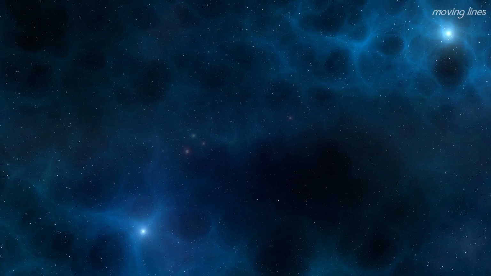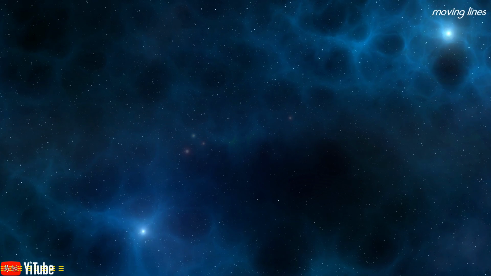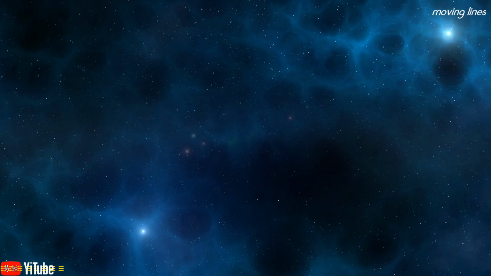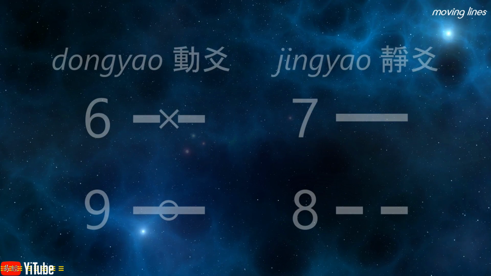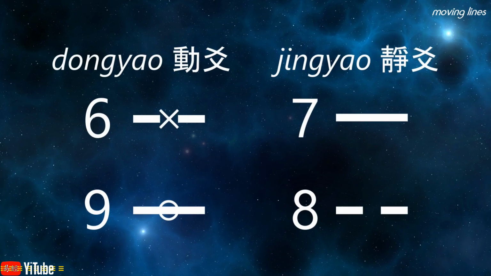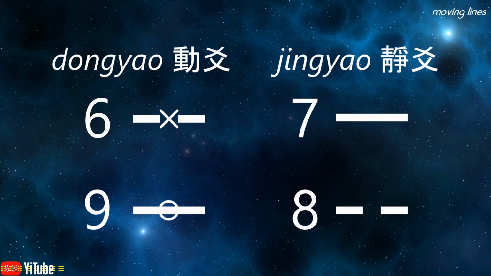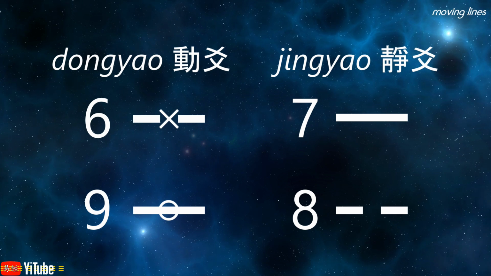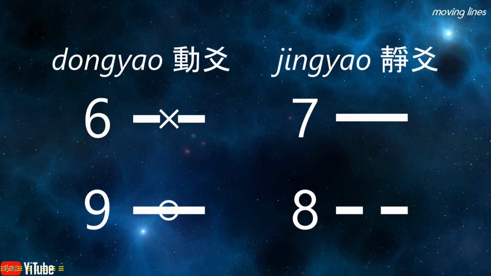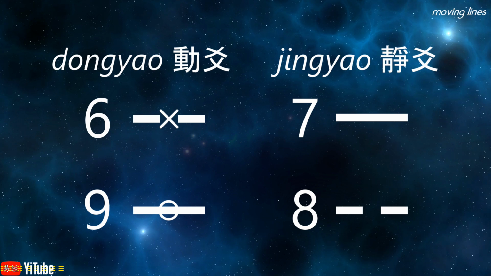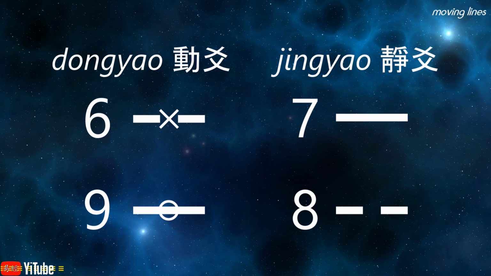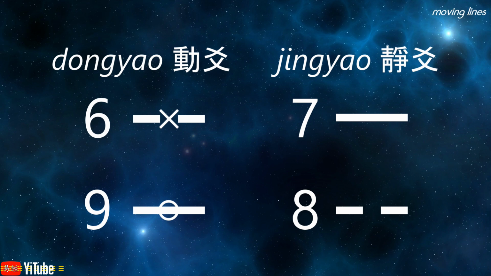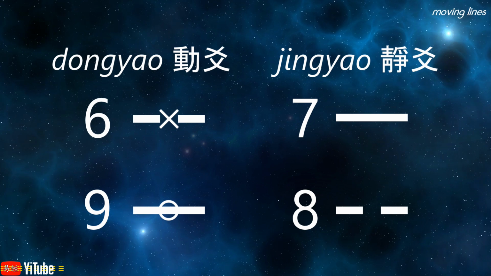When you consult the I Ching, you will often have so-called moving lines in your hexagram. With the results of the coin or yarrow stalk method, the numbers 6 and 9 point to Dongyao, moving lines. Lines that change to their opposite to make a new hexagram. 7 and 8 are Jingyao, lines in rest, not moving, not changing.